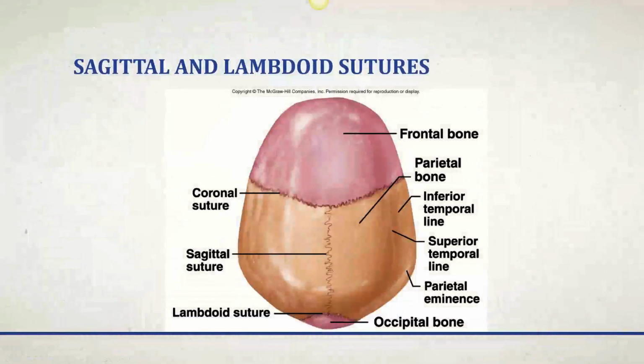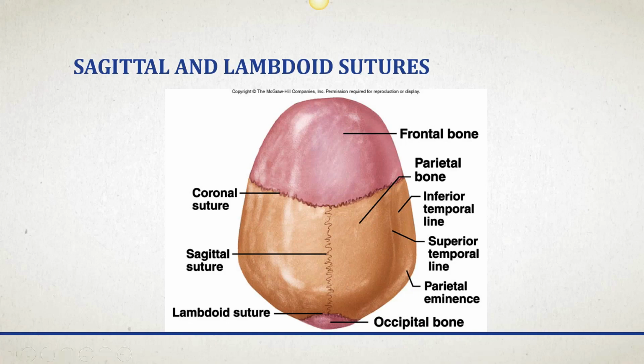When I think of football, I think of Lambeau Field, because, you know, obviously we're all Packer fans up here, and Lambeau Field kind of sounds like lambdoid suture in a way, if you stretch your imagination. So that's how you can remember the occipital bone, back of the skull, and it kind of looks football shaped.